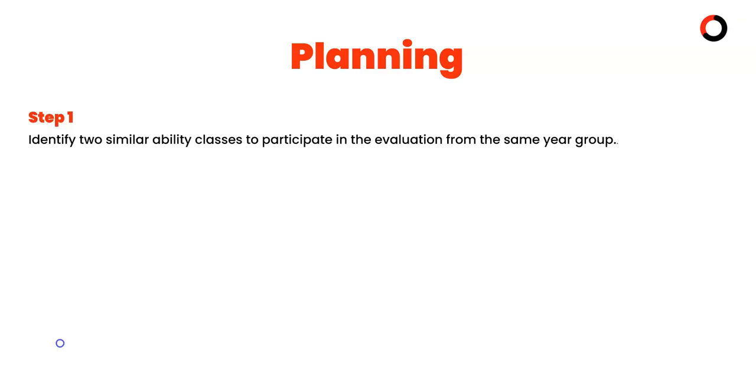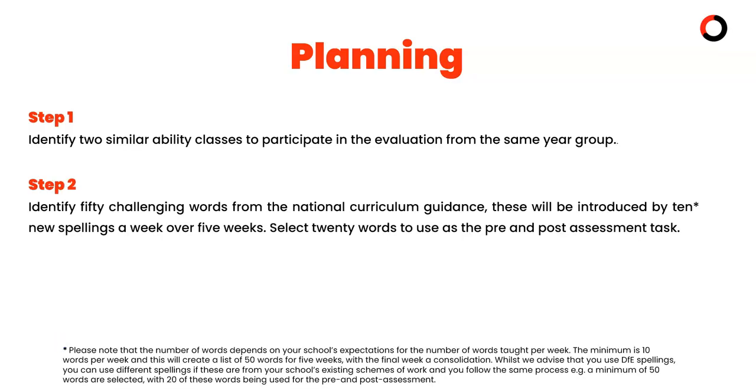So step 1 is identify two similar ability classes to participate in the evaluation from the same year group. Step 2, identify 50 challenging words from the National Curriculum Guidance. These will be introduced by 10 new spellings a week over 5 weeks, and then select 20 of these words to use as a pre- and post-assessment task.